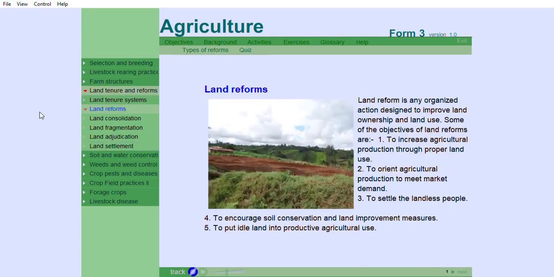Land reforms. Land reform is any organized action designed to improve land ownership and land use. Some of the objectives of land reforms are to increase agricultural production through proper land use, to orient agricultural production to meet market demand, to settle the landless people, to encourage soil conservation and land improvement measures, to put idle land into productive agricultural use.